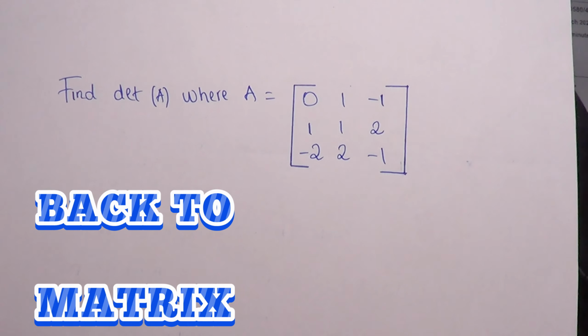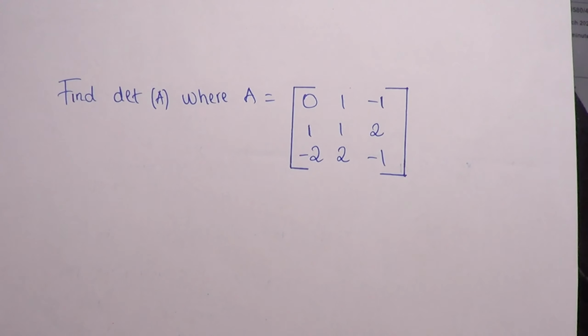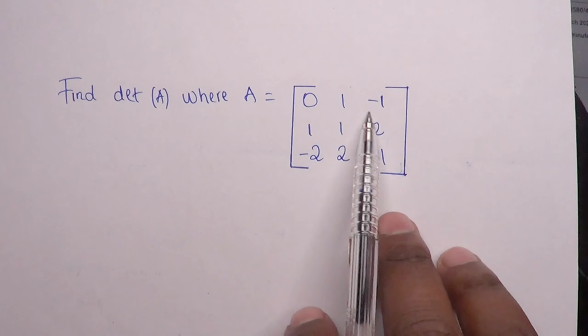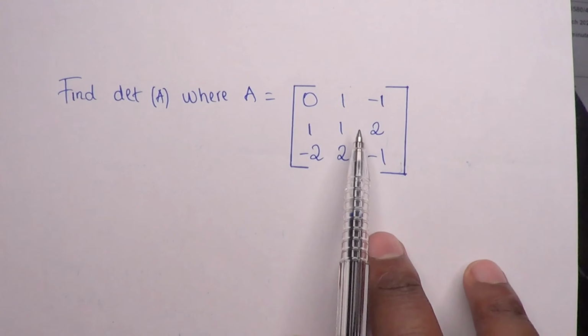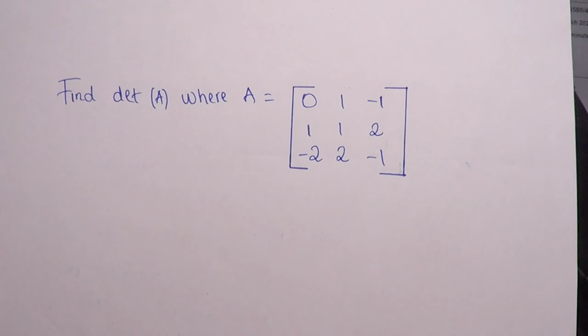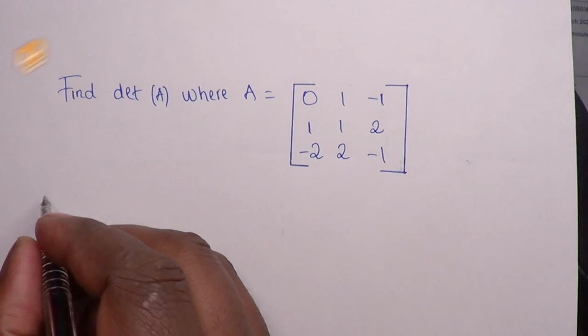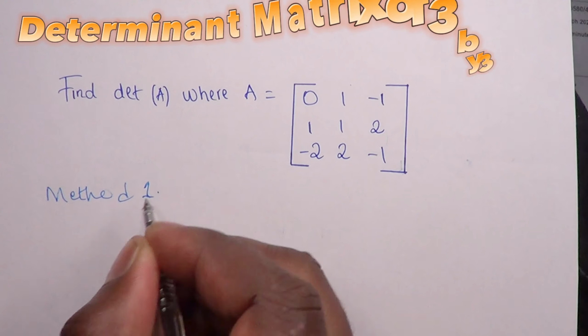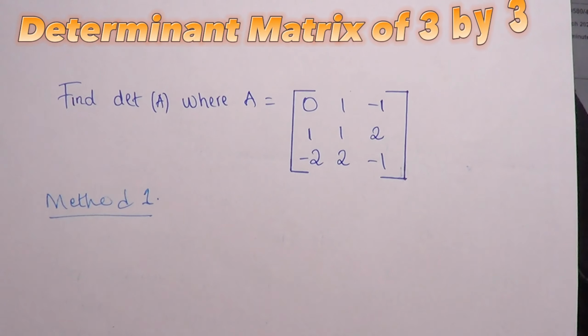Okay, so in this question, for us to find the determinant, I will show you two methods of finding the determinant, and then you will choose the one which is the easiest for you. At this point, remember, we are finding a determinant of a matrix of 3 by 3. So for us to find the determinant of a 3 by 3 matrix, there is a method 1 I need to show you. Method 1 of finding a determinant.